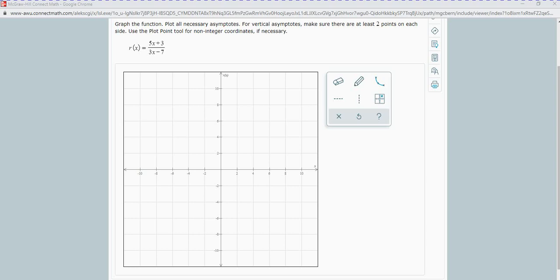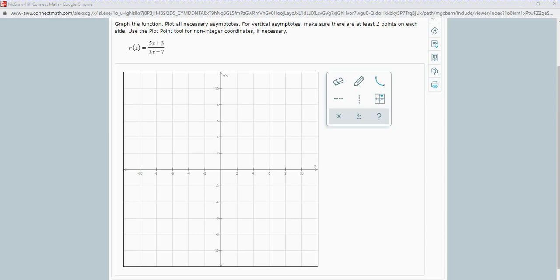And then also notice that it says for vertical asymptotes, we want to make sure that there are at least 2 points on each side of each asymptote. So what that means is that if we have one vertical asymptote, we'll need 2 points to the left, 2 points to the right, 4 points in total. If we had two vertical asymptotes, for example, we'll need 2 on the far left, 2 on the far right, and 2 in between the asymptotes for 6 points in total. So just make sure as you graph that you have 2 points on either side of any vertical asymptote that you graph. So first piece of advice, make sure you read the directions very carefully.